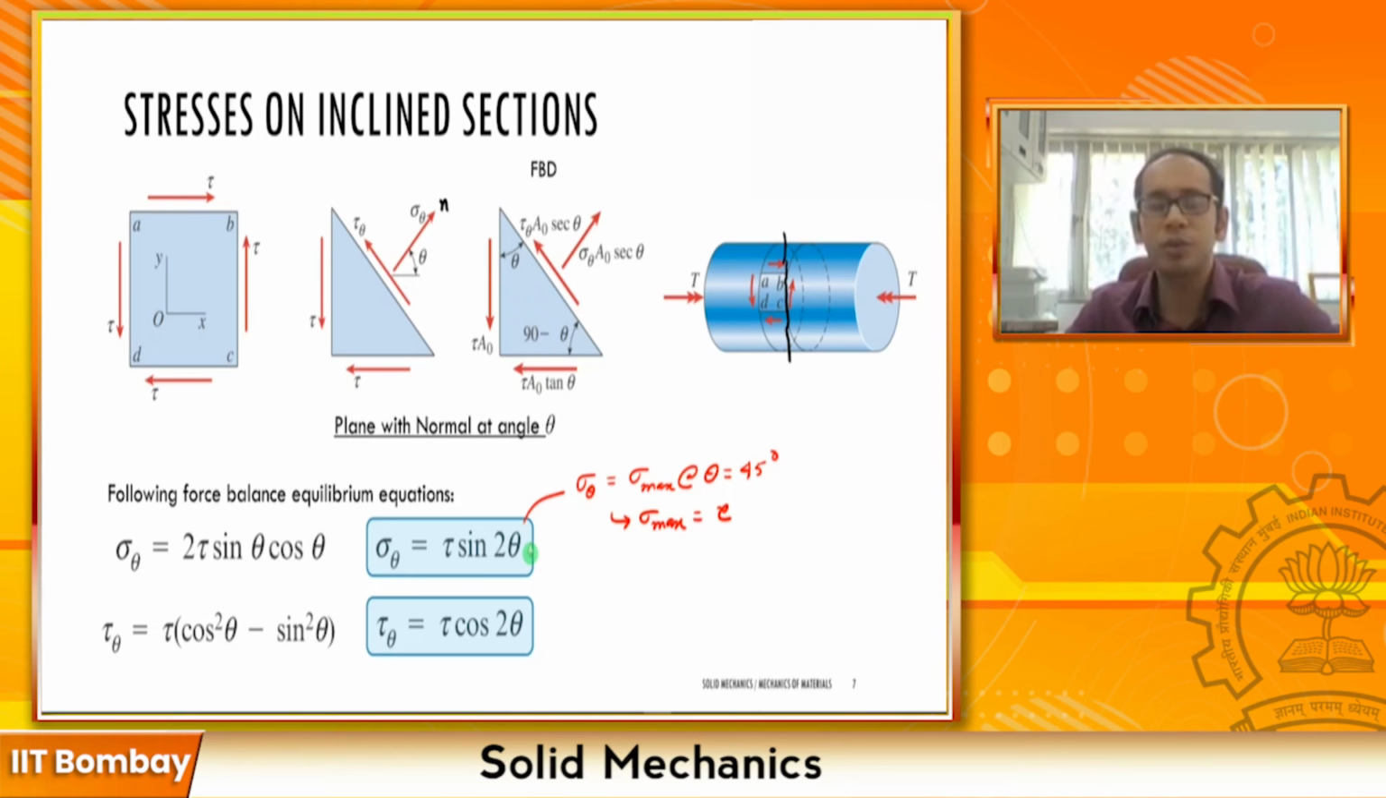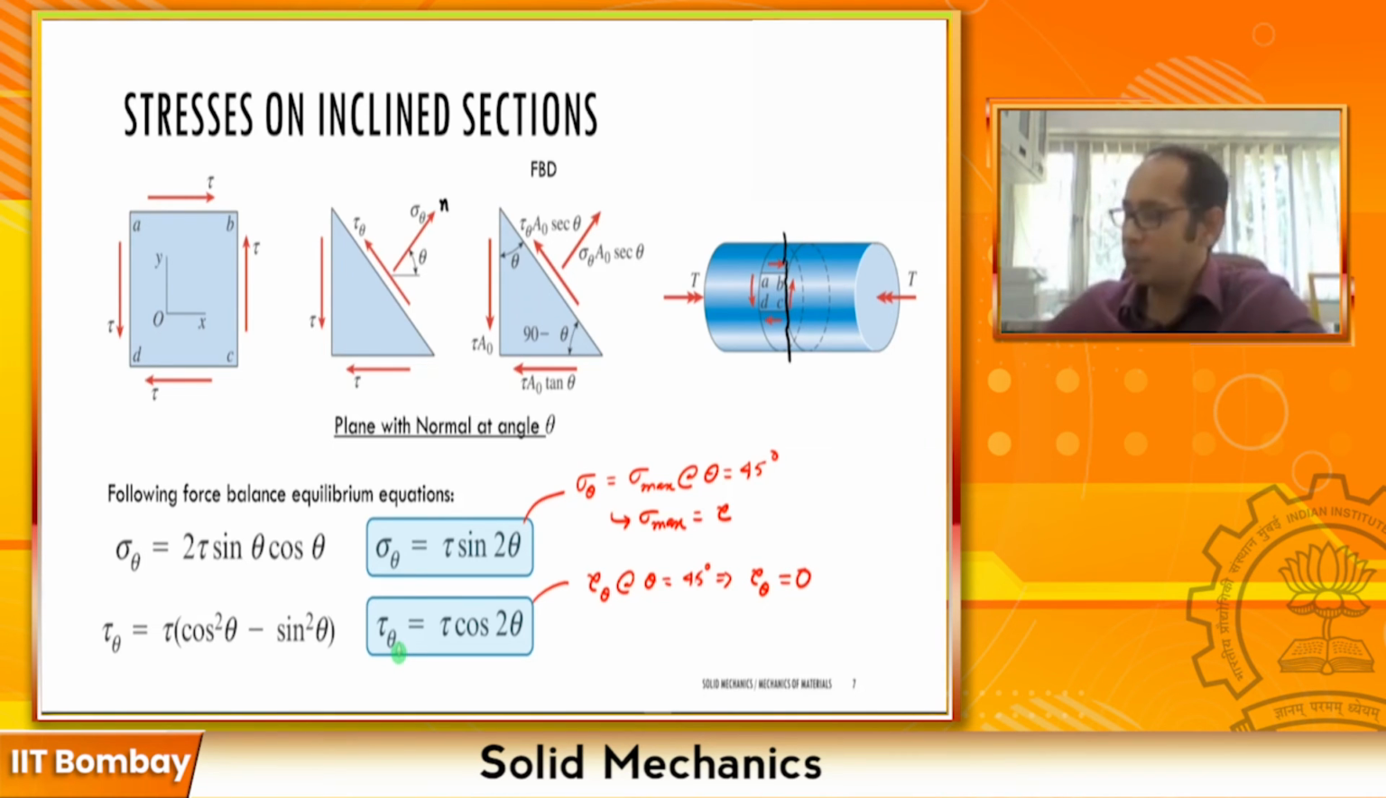And at theta equals 45 degrees, what happens to my tau of theta? Very interesting. At 45 degrees, this cos 2 theta becomes cos 90. So tau of theta at theta equals 45 degrees becomes 0. So essentially shear vanishes, right? So tau of theta at theta equals 45 degrees becomes equal to 0, right?